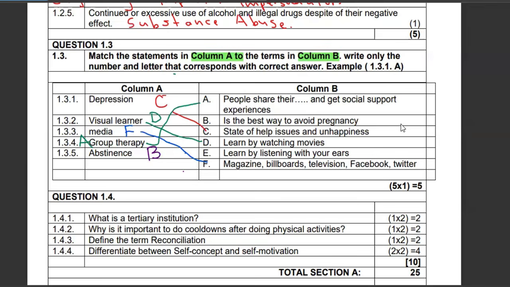So just a quick rundown of our letters. 1.3.1, that is C. Then 1.3.2, that's D. Then this one will be F. 1.3.4, group therapy, that's A. Then the last one, abstinence, that will be the letter B. So C, D, F, A, B. That is the correct sequence for the answers there.